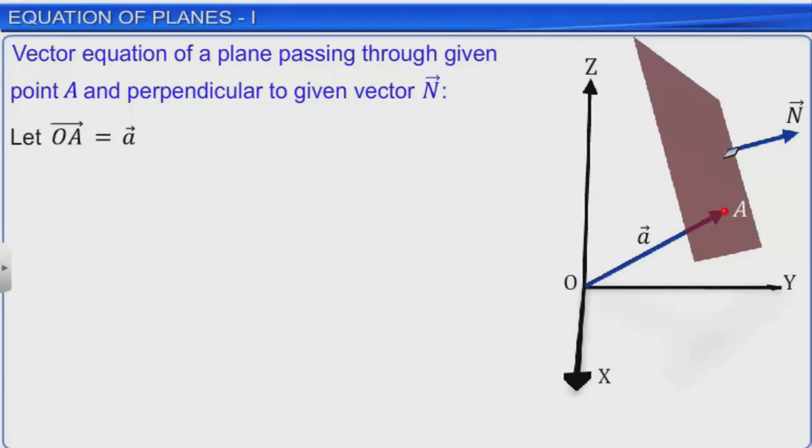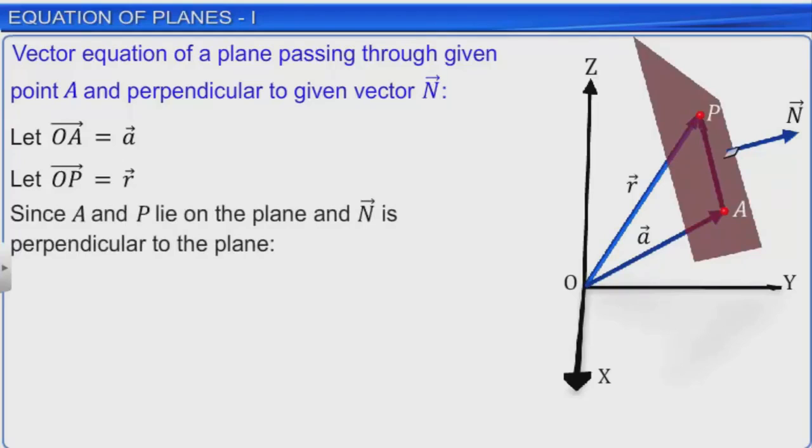Consider another point P with position vector r on a plane as shown. Since points A and P lie on the plane and vector n is perpendicular to the plane, vector AP is perpendicular to vector n. This further implies that the dot product of vector AP and vector n is equal to 0. Let this be equation 1.